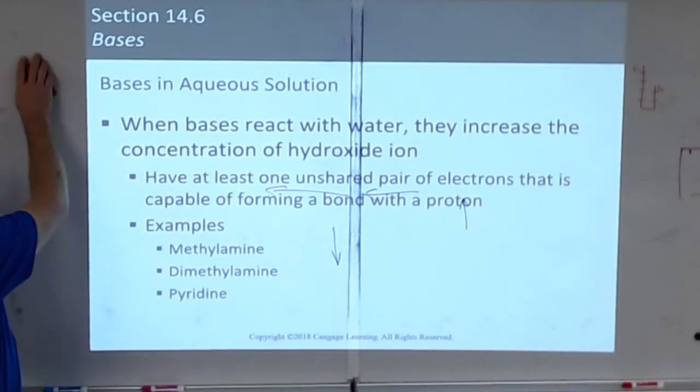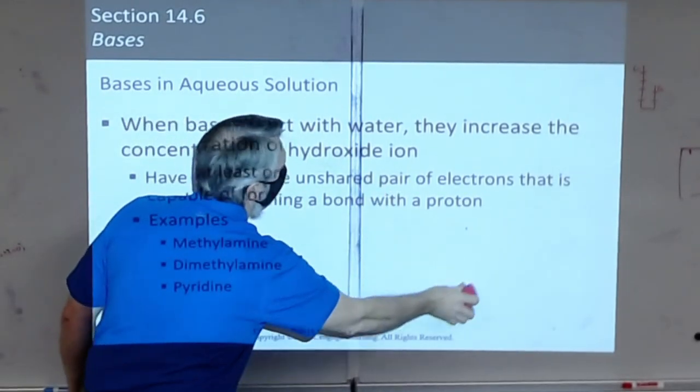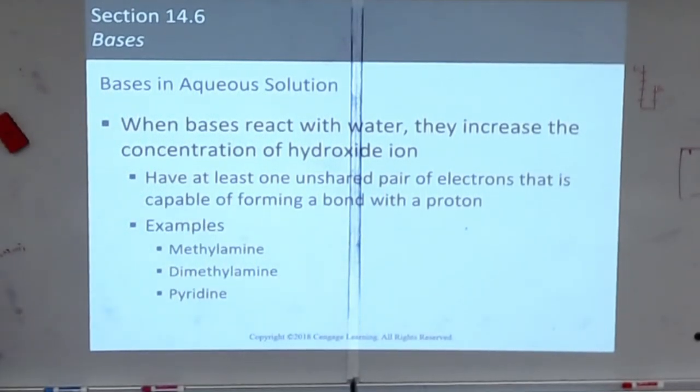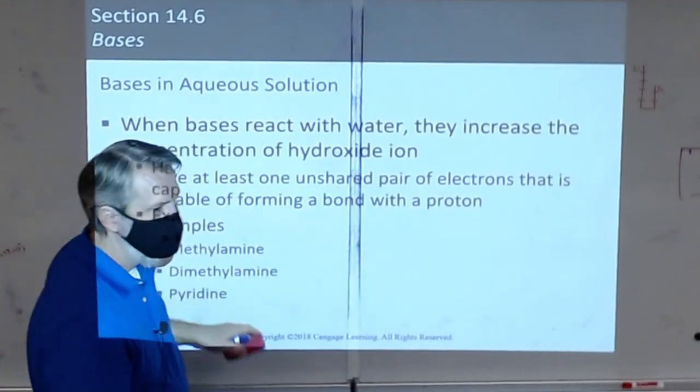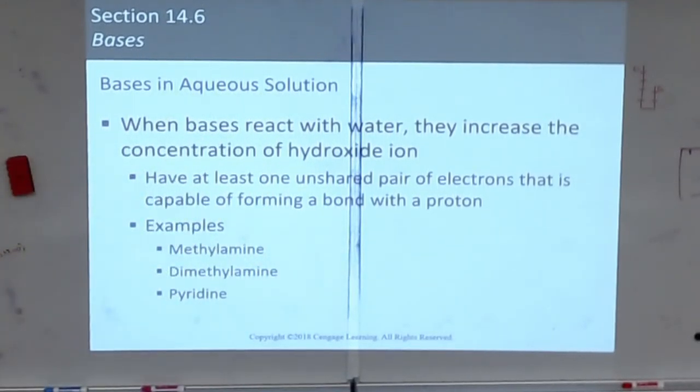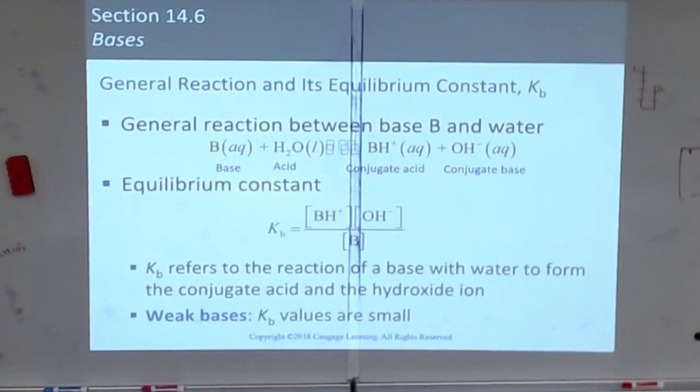When a base reacts with water, they form hydroxide ions, okay? And so that's a base. That's the Bronsted-Lowry definition, right? We don't have to worry about Arrhenius because there's a lot of stuff that acts like bases, like ammonia acts like a base because it takes away a proton. All right, here's our general reaction.